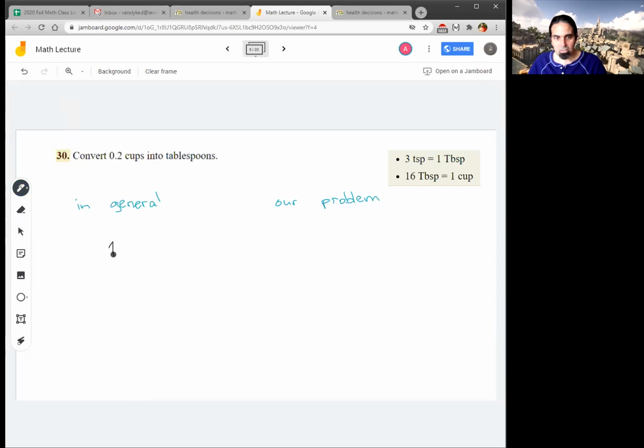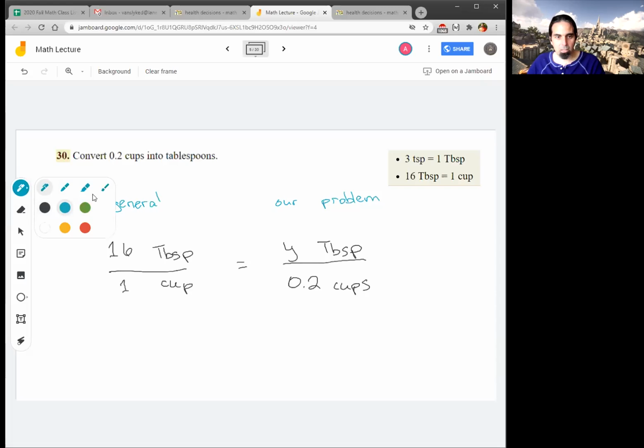So in general, we have 16 tablespoons is 1 cup. In our problem, we have 0.2 cups. And we're wondering how many tablespoons. Everyone happy with my setting things up? So I'll cross multiply again.